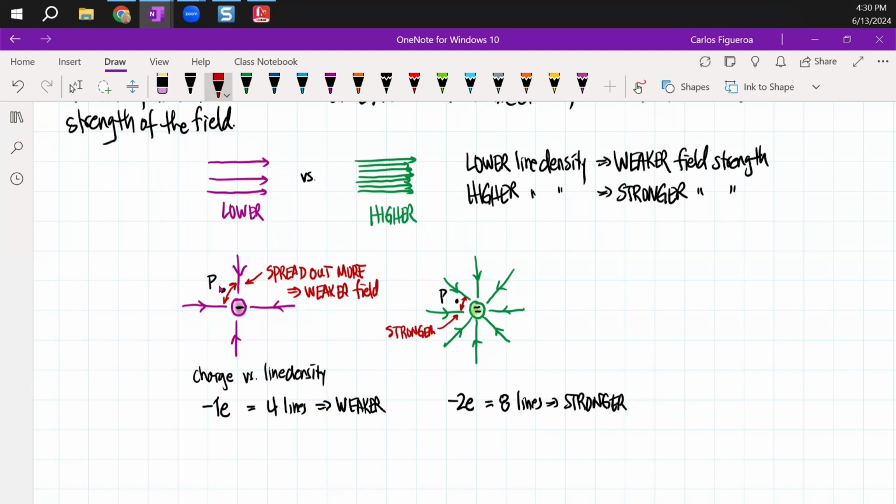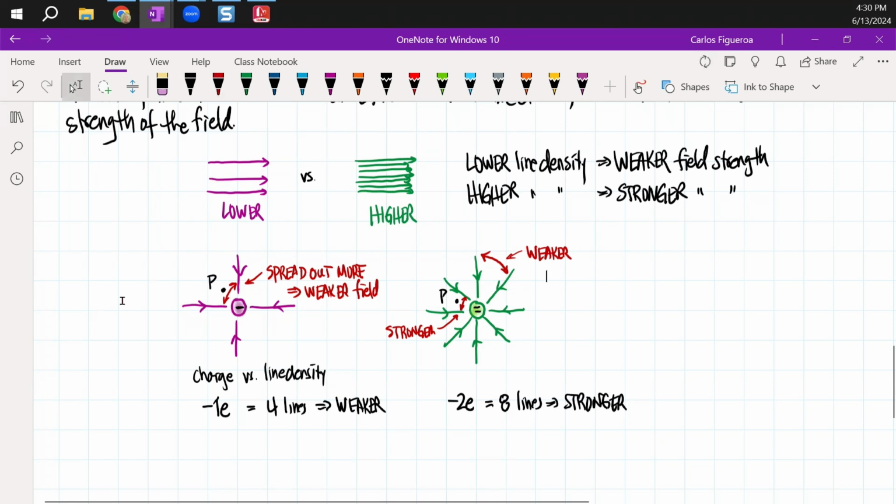But as I get farther, look what happens to the line spacing. So as I get farther, you could see that right here, they spread out. And so therefore, that's a weaker field at that. So there's two ways to look at the line density. One, there's less lines. Two, they're also spread out as they move out, therefore indicating that the field is dropping off.